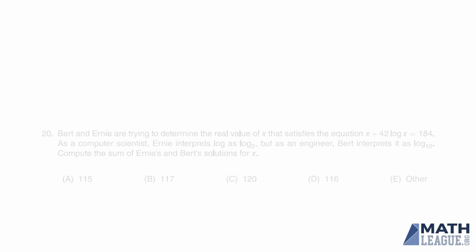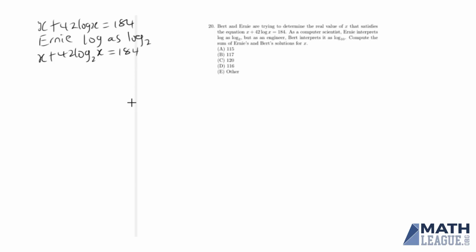So generally, we are given the equation x plus 42 log x equals 184. Now, I need to compute the solution for x for Ernie and then compute the solution for x for Bert. But don't forget that we were told that Ernie sees log as log base 2. That means that the equation is going to be x plus 42 log base 2 of x equals 184. So I'm computing the solution for x for Ernie.